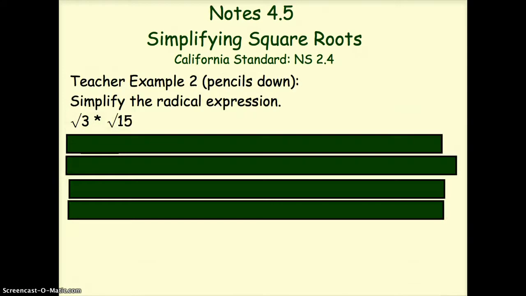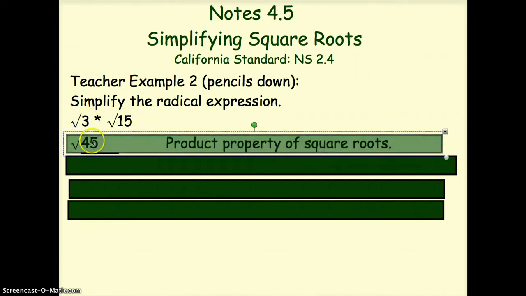Moving on to teacher example 2, simplifying the radical expression. So now I've got the opposite. Before, I had a number that was combined that I had to split up. Now I have a number that's split up that I need to combine. So what I want to do is 3 times 15, and I end up with 45.